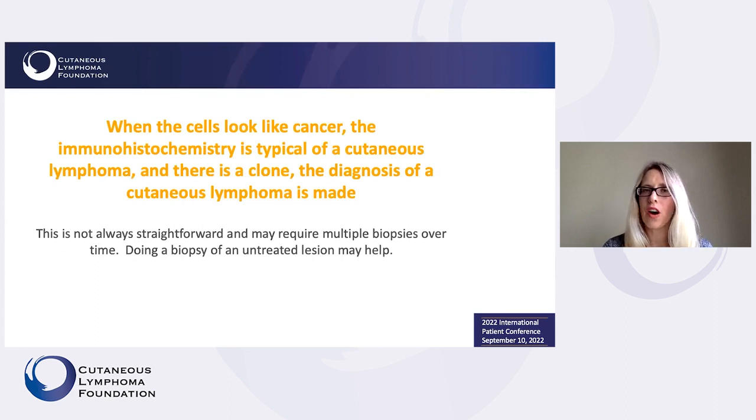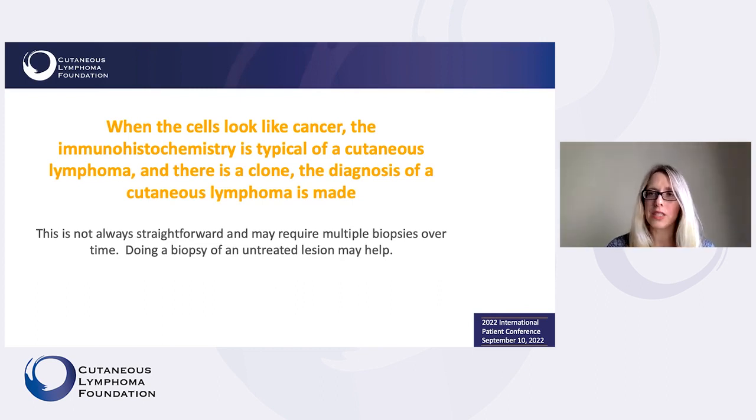Now, after all of these tests, if the cells in the biopsy look like cancer when we see them under the microscope, if the immunohistochemistry, all of those tests looking at the type of lymphocytes, is typical of a lymphoma, and if there's a clone, we can make a diagnosis of a cutaneous lymphoma. However, this is not always straightforward. Some of you may know that you needed multiple biopsies and possibly even a variety of years to make the diagnosis. So this is not uncommon.